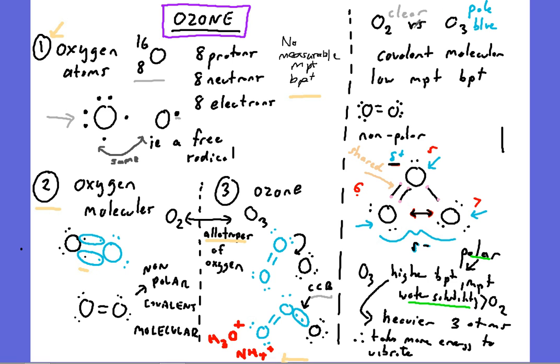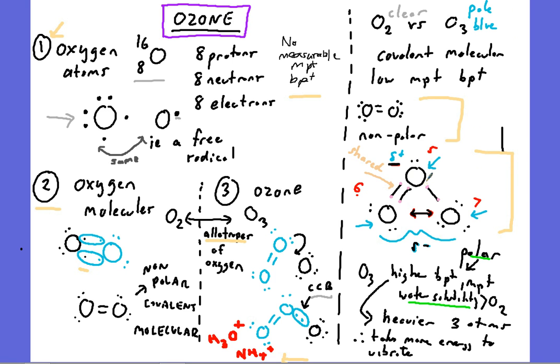Now, what are the differences between these allotropes of oxygen and ozone? Well, first of all, oxygen's clear, whereas ozone's pale blue. Their similarities are they're both covalent molecular, so therefore their melting points are low and their boiling points are low. However, their melting points and boiling points are different. Oxygen molecules, as we said, are non-polar, therefore they've got the lowest melting point and boiling point out of these 2, whereas ozone molecules are slightly polar.